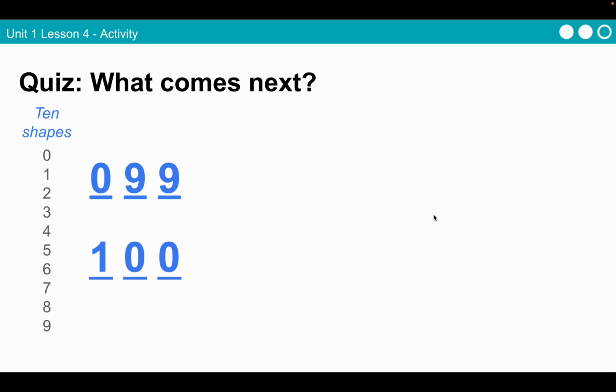Okay, so in our system, our way of counting that you grew up with, we start with the ones place, fill it up, then we bump into the tens place and we fill that up. We bump into the hundreds place and we fill that up, and that's how we count.